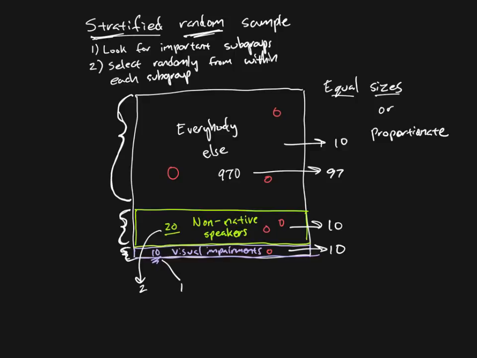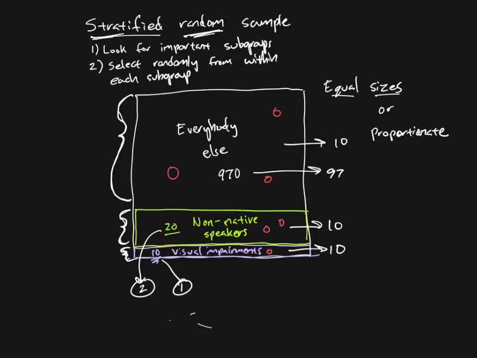Now, in this case, that would probably not be a great idea, because then I don't get enough of these folks, right? These are very small numbers. So depending on the case, you have to consider what size you should select from each group and how you want to handle that. But that's not the main point.